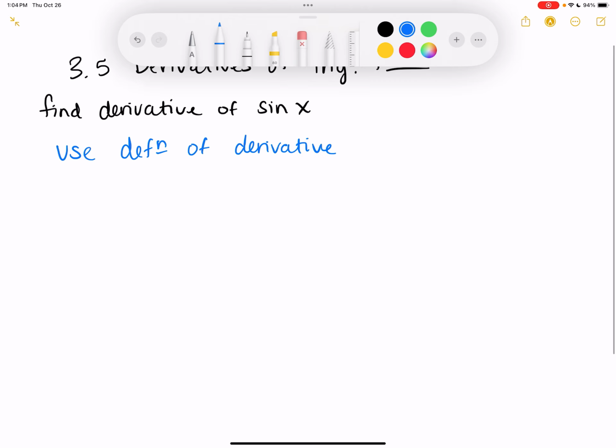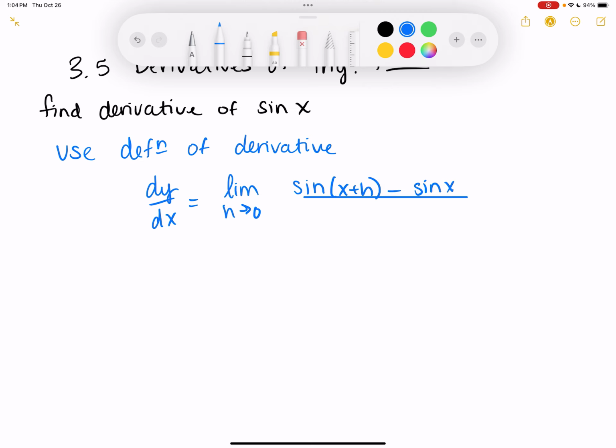So dy dx, and I'm not going to write this all the way down, I'm just going to write it once and then go from there, is equal to the limit as h approaches 0 of the sine of x plus h minus the sine of x all over h. And so, in your mind, you might be thinking, how in the world are we going to cancel something? Because obviously we know that's what we need to do to get rid of h. Well, I'm glad you asked.